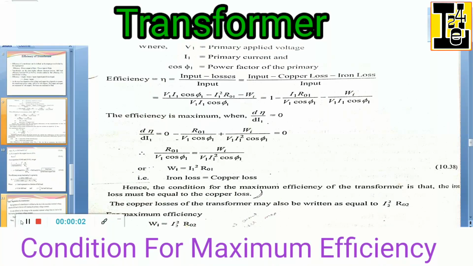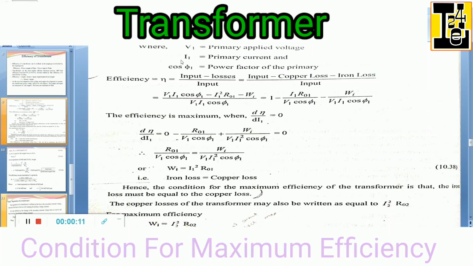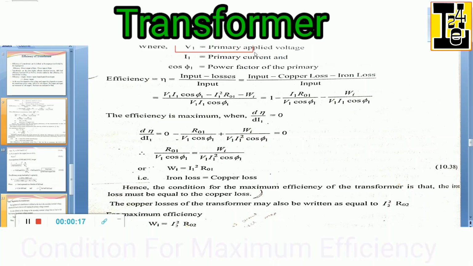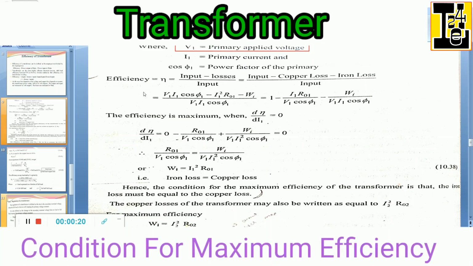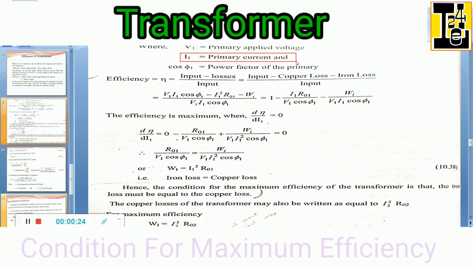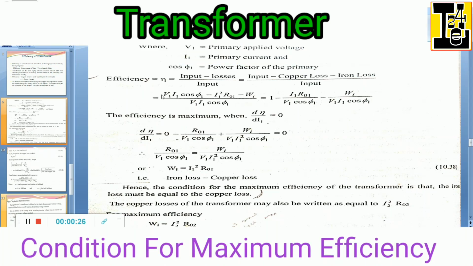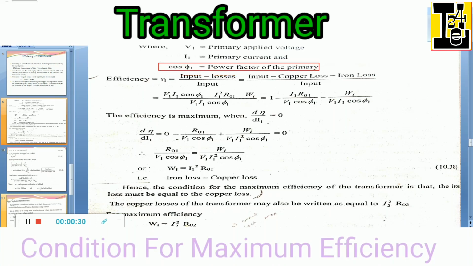Let me find the condition for maximum efficiency of a transformer. If I take input power as V1 into I1 into cos phi1, where V1 is the primary applied voltage, I1 is the primary current, and cos phi1 is the power factor of the primary.